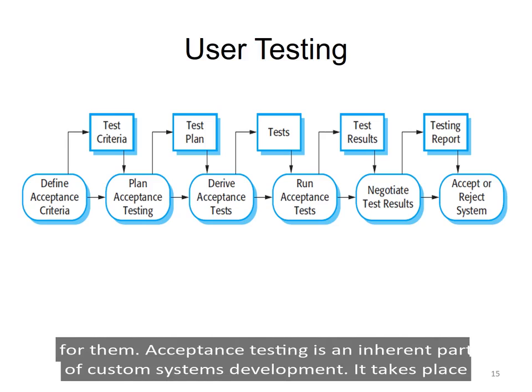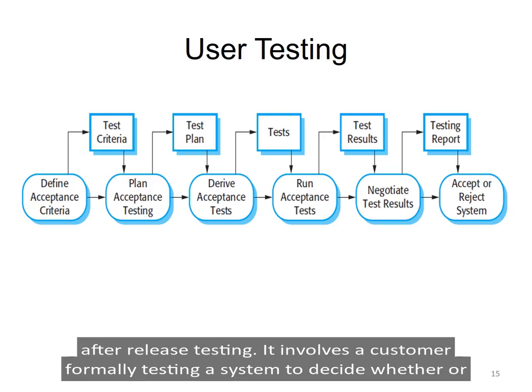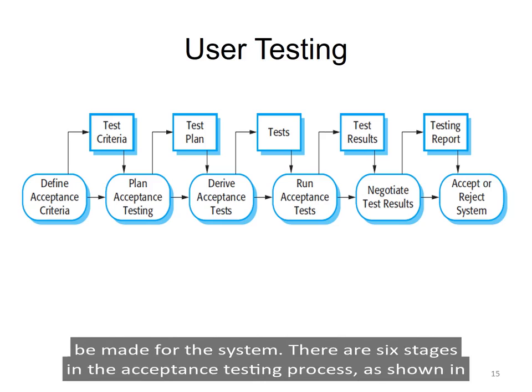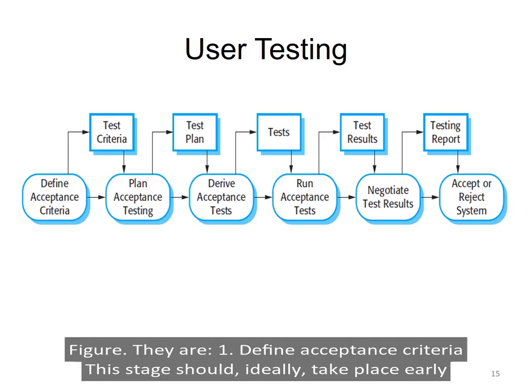Acceptance testing is an inherent part of custom systems development. It takes place after release testing. It involves a customer formally testing a system to decide whether or not it should be accepted from the system developer. Acceptance implies that payment should be made for the system. There are 6 stages in the acceptance testing process, as shown in the figure. They are: number 1, define acceptance criteria.